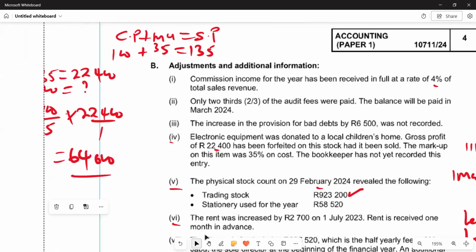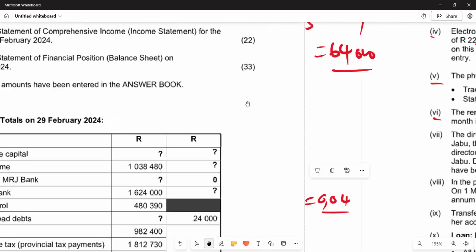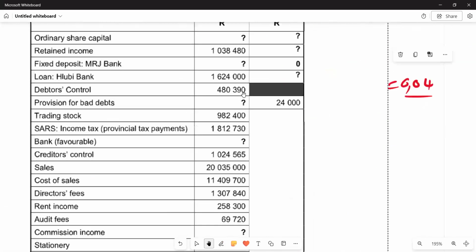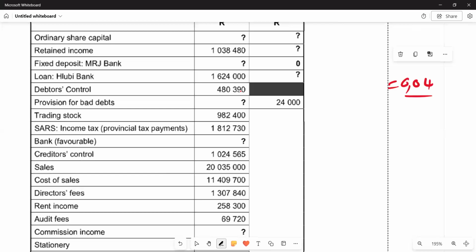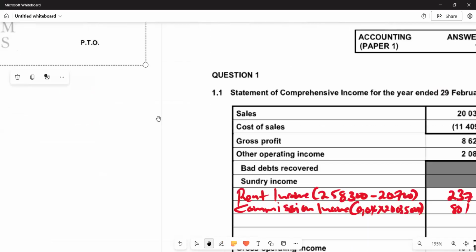Right. What we are saying is the figure that we are given in the list of balances. Let's go back. We're going to subtract 64,000. Trading stock, we're given 982,400. Then we subtract 64,000. Then we get the net figure. Then we subtract now the physical stock count figure. So we go to our answer section and summarize the search. You come here.